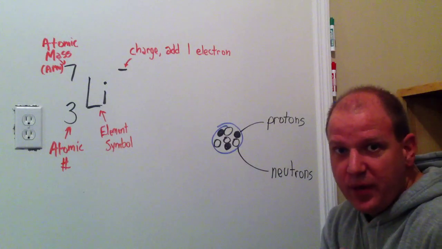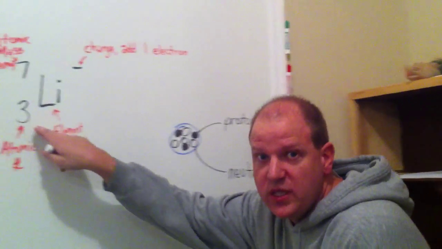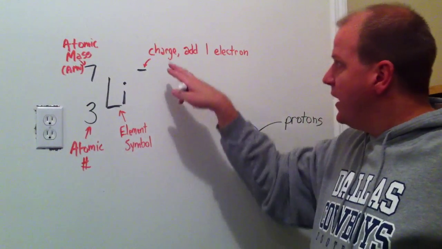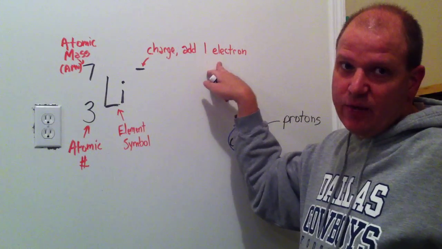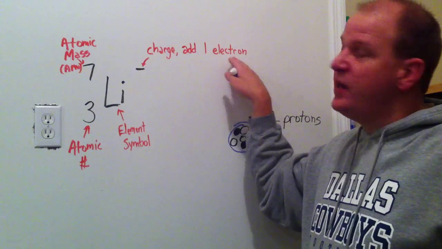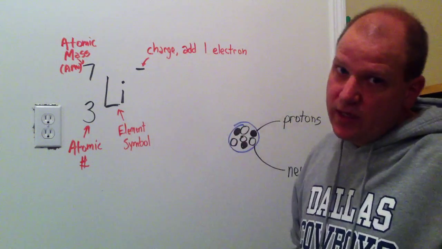So we've got 3 protons, therefore we're going to have 3 electrons. They are equal. The number of protons and electrons will be equal. However, we got to take a look at the charge. Now, the charge tells us that we have to add 1 electron. It's a negative charge. Electrons are negative. So anytime that we have a negative charge, we have to add electrons. In this case, we only add 1 electron.